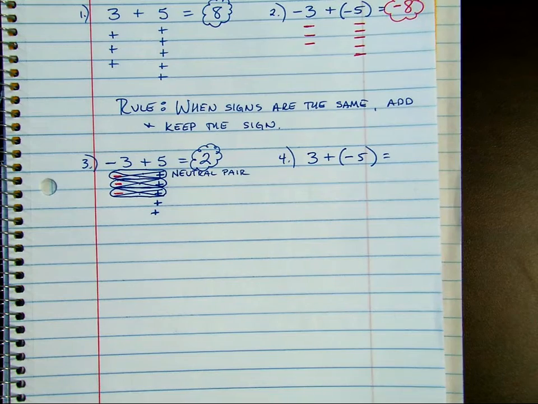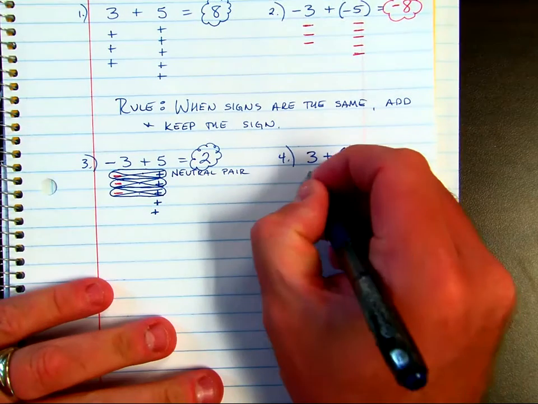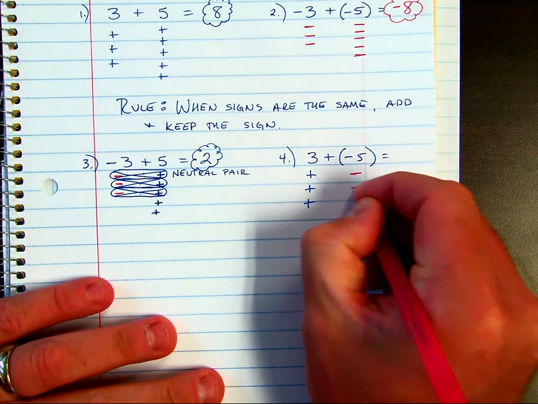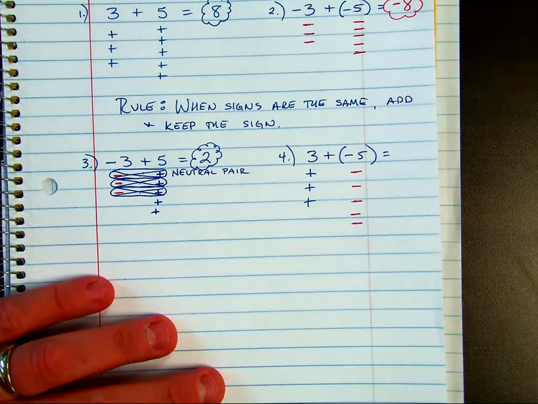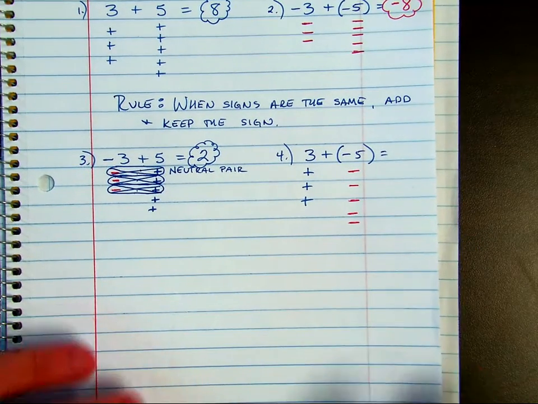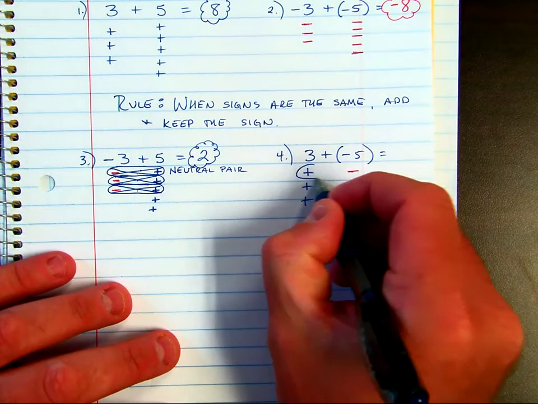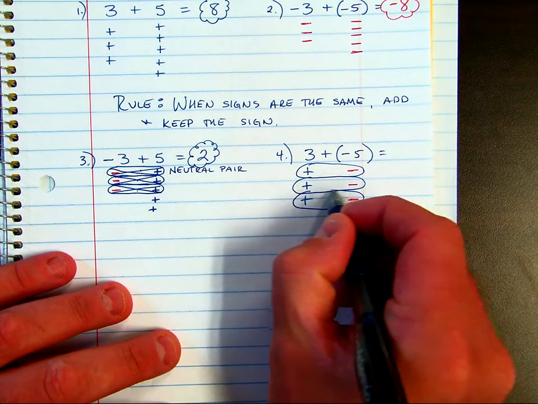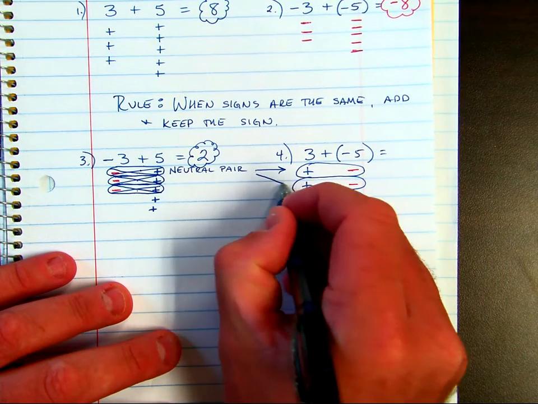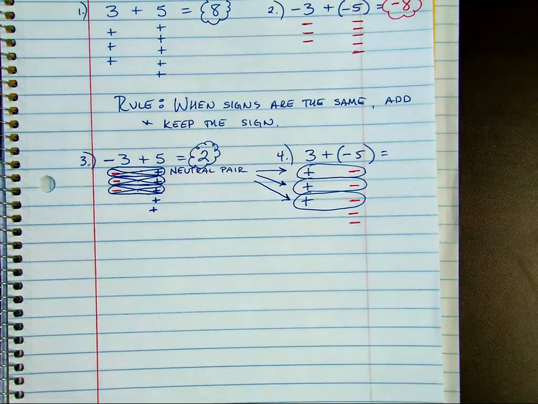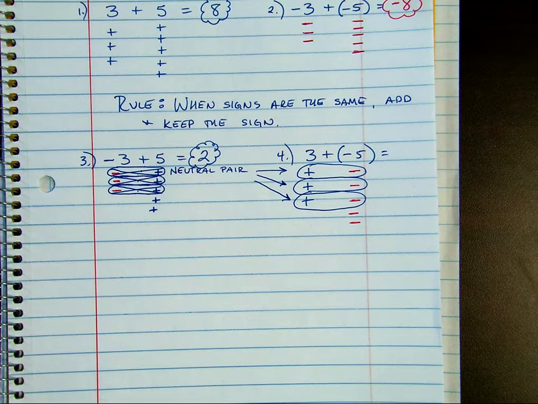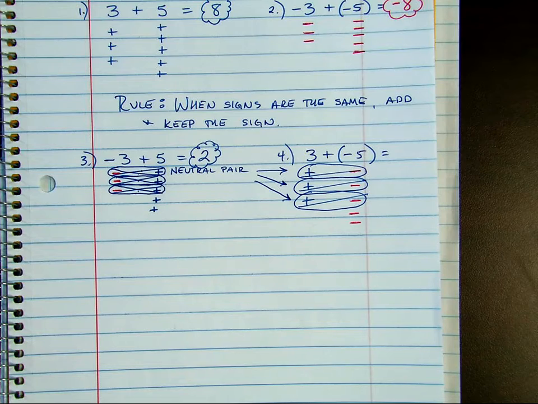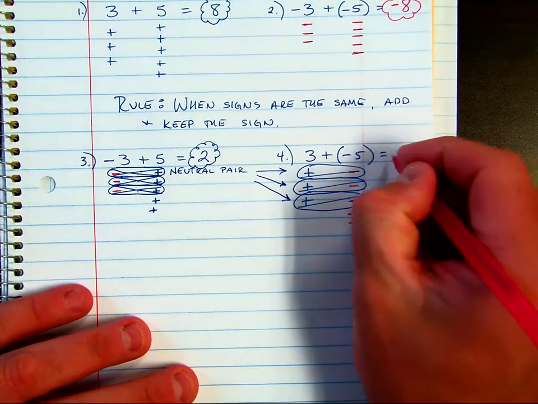Finally, number 4. In this situation, we are given 3 positives. And we are given 1, 2, 3, 4, 5 negatives. Again, look at what we have. We have a neutral pair, which means that these cancel out to get 0. And we are left with 2 negatives.